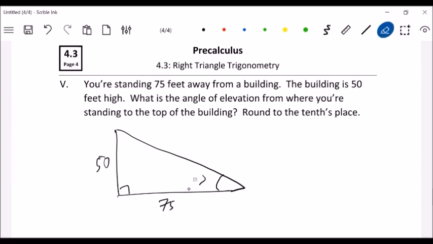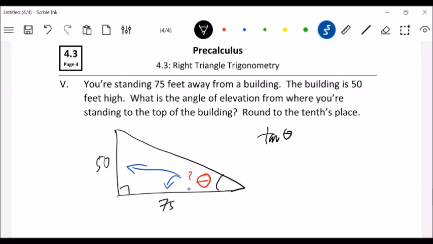Let's write that one a little neater here. I'll put that one in red. What is this angle of elevation? Well, once again, we have a tangent, opposite and adjacent situation. So let's write that the tangent of this angle is equal to the opposite, 50, over the adjacent, 75. So the feet cancel.